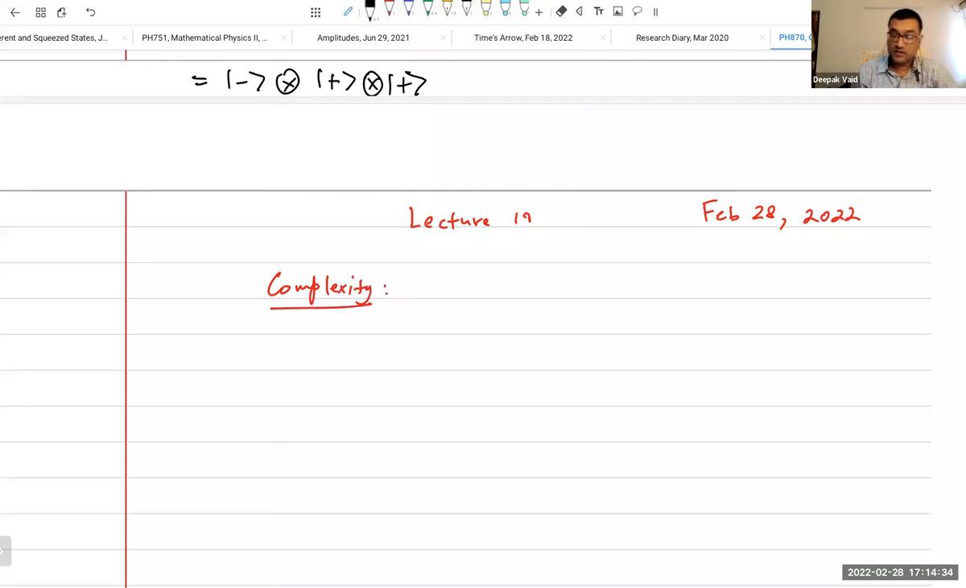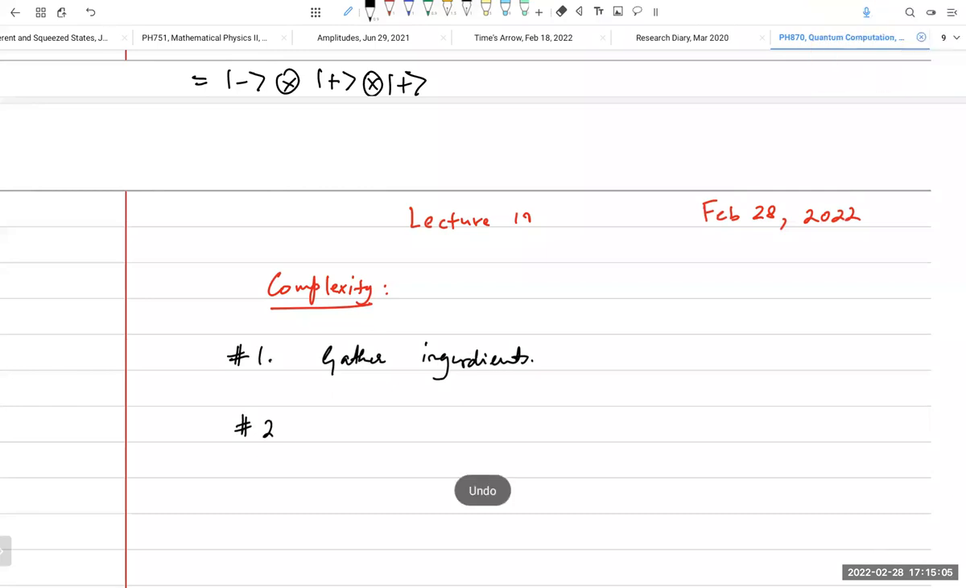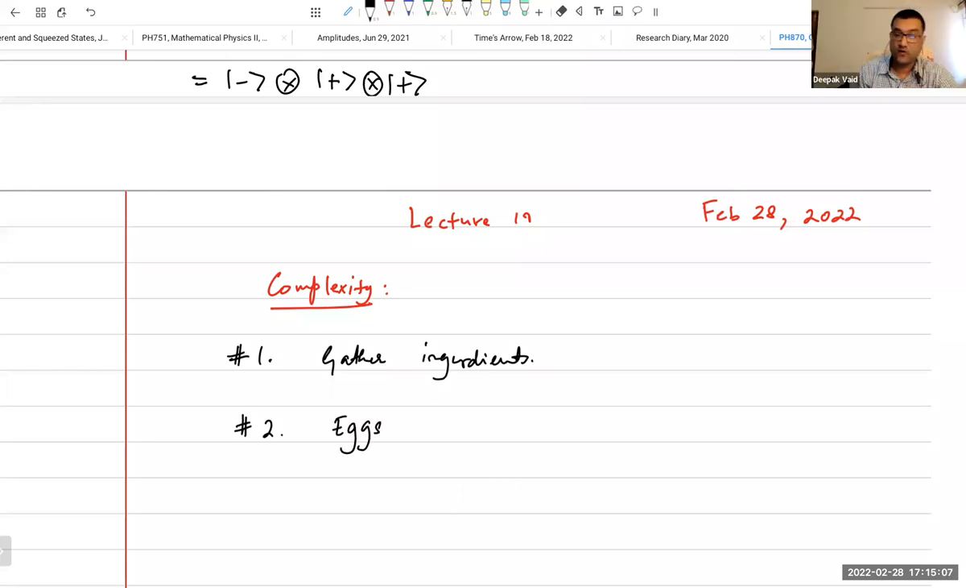Complexity. So the question that I would ask you is, how do you make a cake? Okay, go for it. Gather all the raw ingredients required. Gather ingredients. Okay. What ingredients? Eggs, flour. Eggs. Yes. Okay, great. Gather eggs.